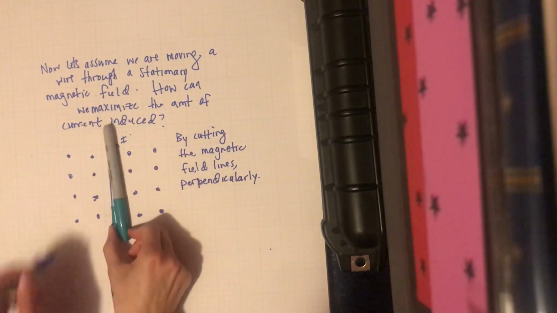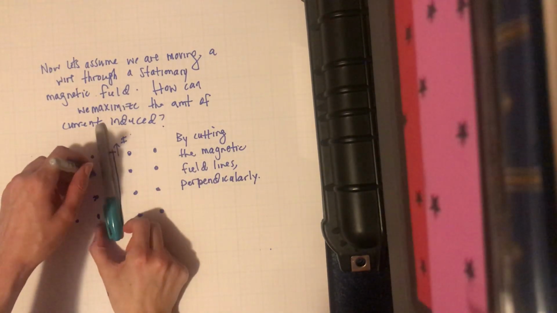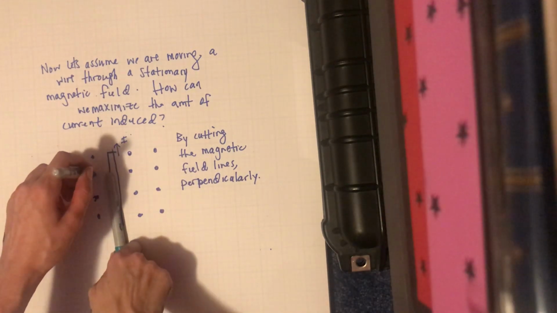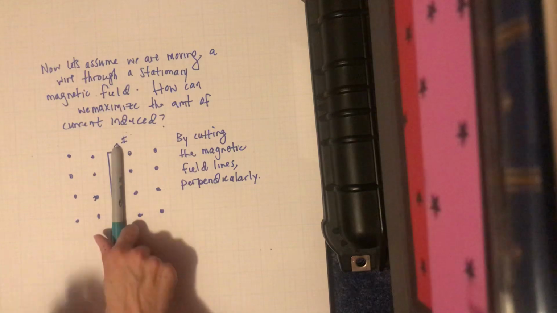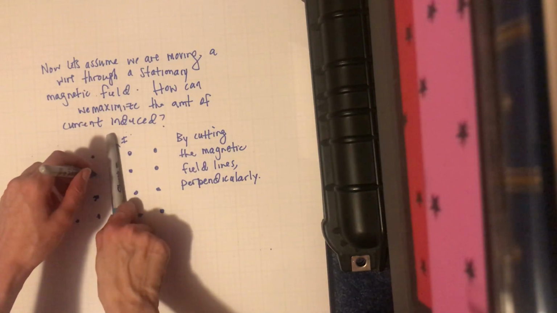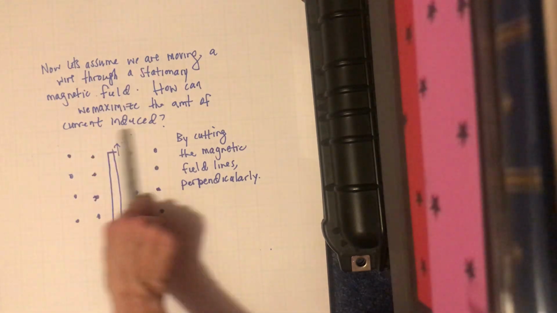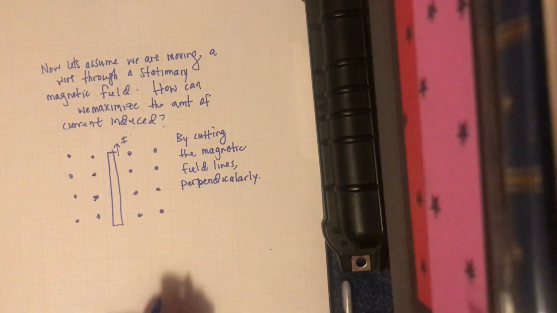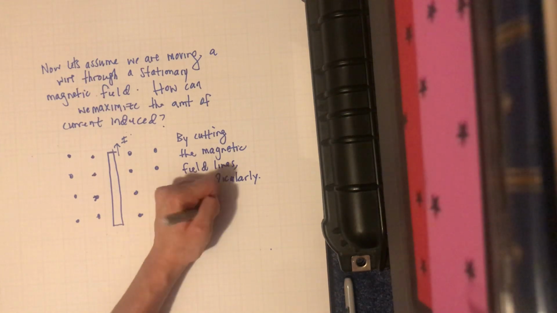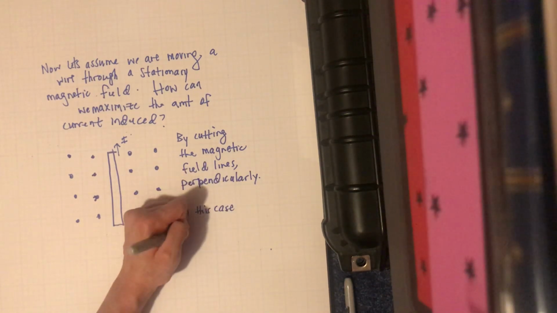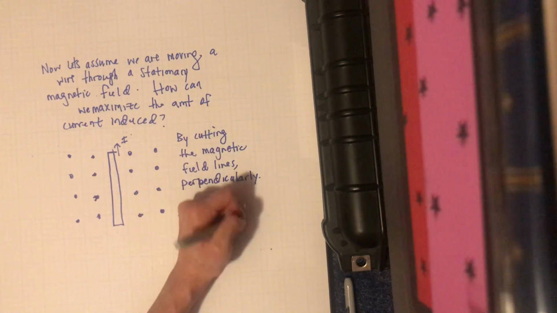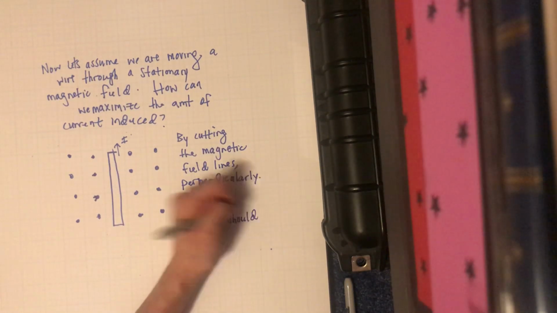So here's my wire. These are all sticking up. If I move this wire up and down, it's not cutting through any of those field lines. Well, if these are all sticking out, I'm going to need to move this wire from left to right in order to cut through those field lines. So in this case, the wire should be moved from left to right, or right to left.